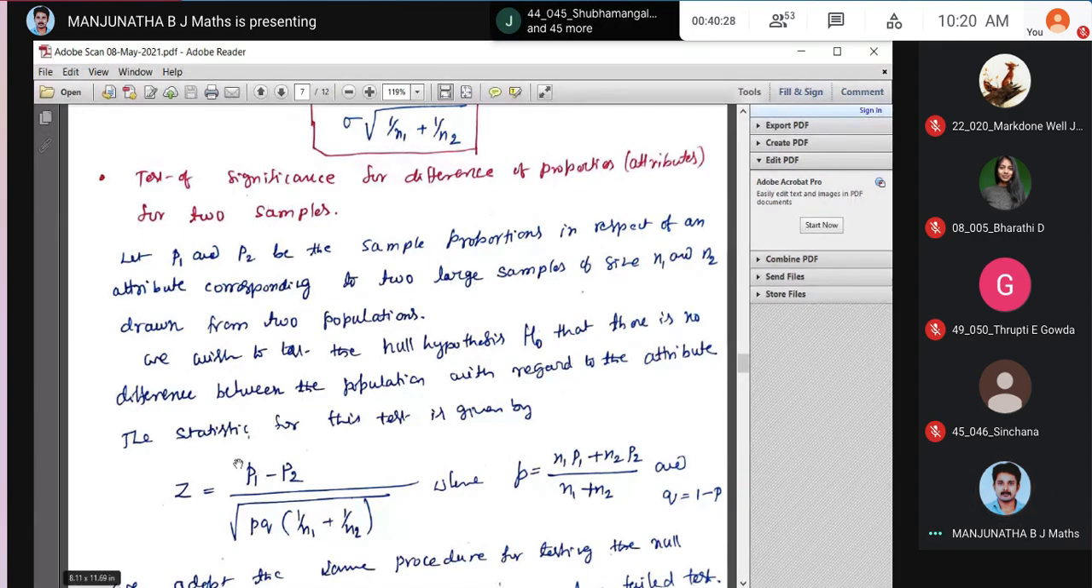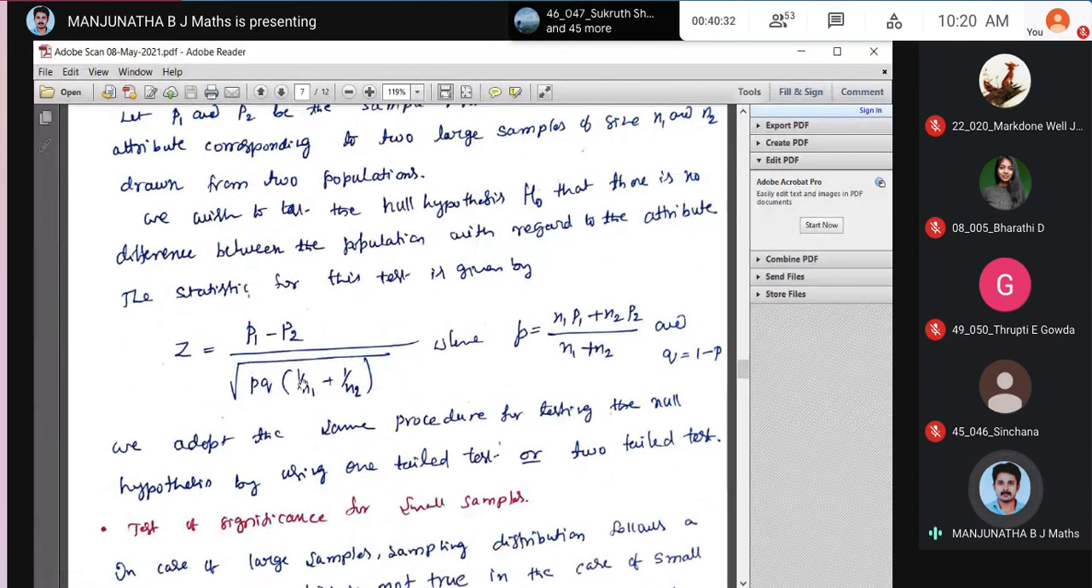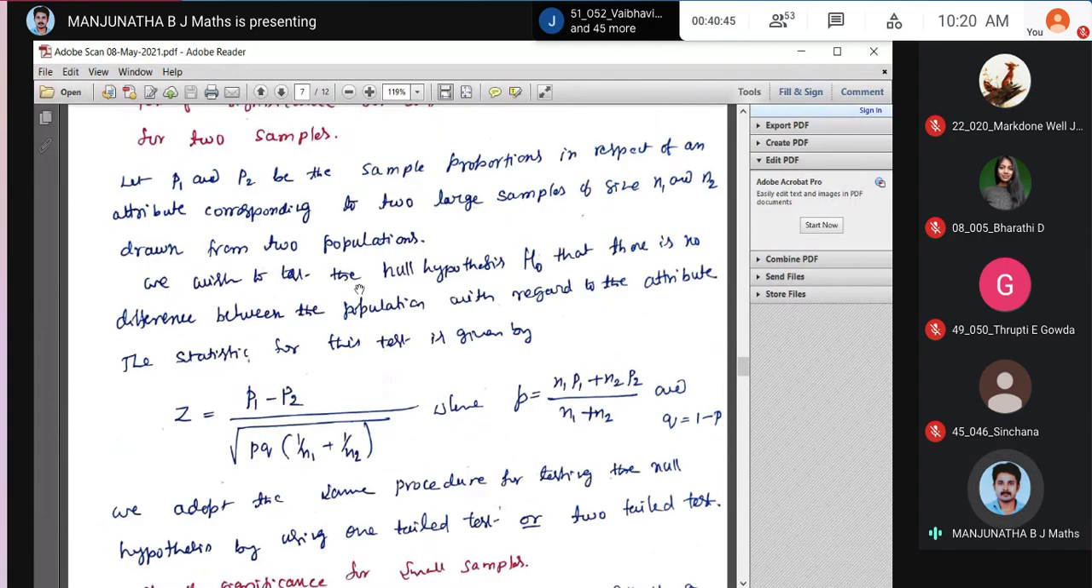The statistic for this test is given by z equals p1 minus p2 divided by the square root of pq into 1 by n1 plus 1 by n2, where p stands for, what is your p here? n1 p1 plus n2 p2 divided by n1 plus n2. So q is 1 minus p. p1, p2 are given, proportions are given, so we compute p by using this. n1, n2 are given, we compute p from this, so finally we compute z here.